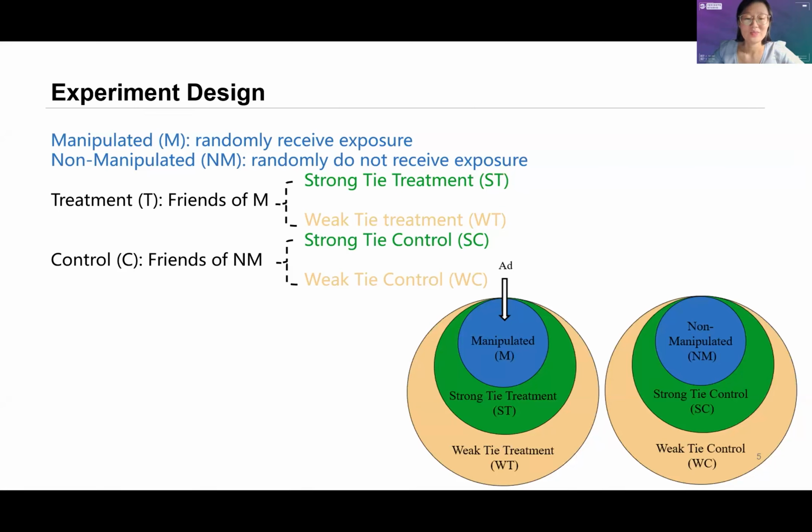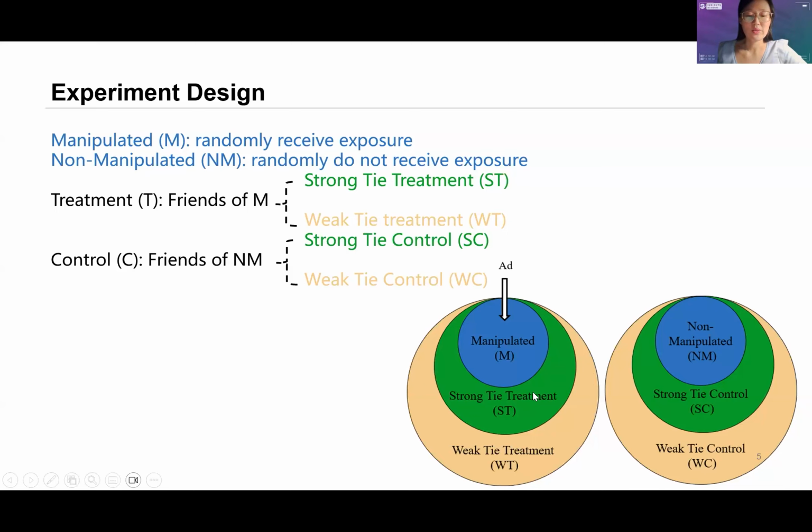In the present study, we have the manipulated group who can see the ad. We use M to refer to them later. And we have a non-manipulated group who cannot see the ad, and we use NM to refer to it later. We use M and NM as the seeds. Based on social relations, we identified customers who were connected to the seeds. So the treatment group are all friends of the M group. The control group are all friends of the NM group.